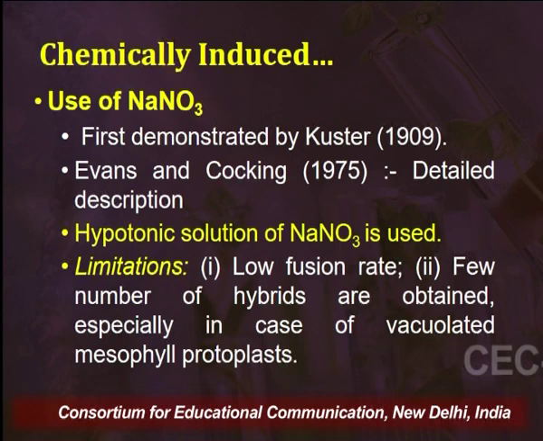Now, this method was first developed by Custer in 1909, but it was explained in detail by Evans and Cocking in 1975, and therefore sometimes people also believe that Evans and Cocking were the ones who developed the chemical induced protoplast fusion method. Now, a hypotonic solution of sodium nitrate is used to fuse the two protoplasts.